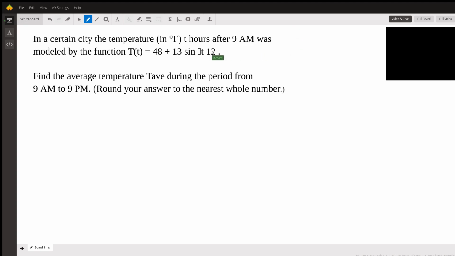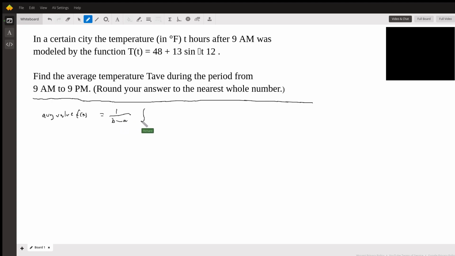This is coming from calculus and the mean value theorem. So let's go ahead and do this. The mean value theorem says that the average value of f of x on some interval is going to be 1 over b minus a, where a is the start of the interval, b is the end of the interval, times the integral of f of x dx.